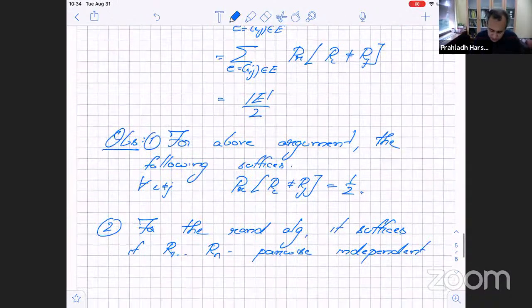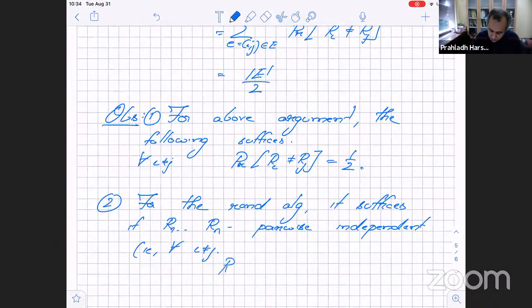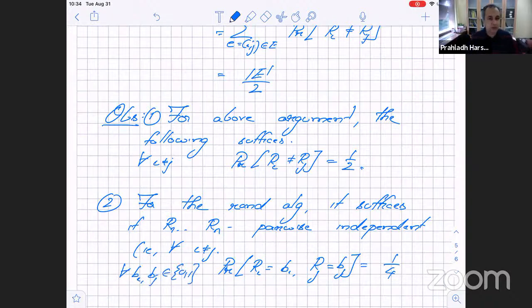What do I mean by this? That is, for all i, j, for all i not equal to j, the probability that Ri equals some bi and Rj equals some bj is equal to 1/4. That is, for all bi, bj in {0, 1}. For every such possibility, I see this. This is all I care for.